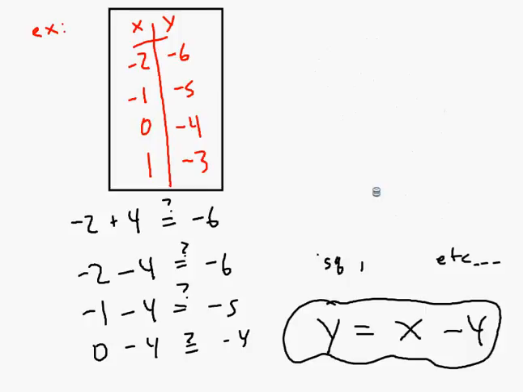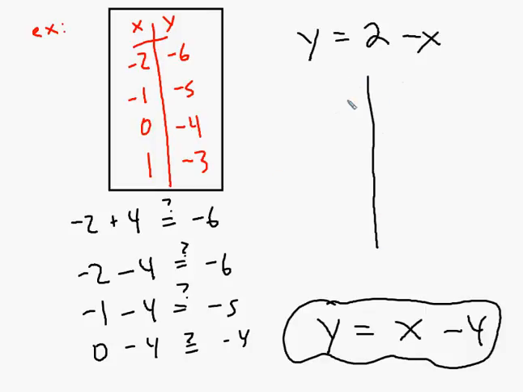Okay, so let's compare. What if I had this function rule? What if I had y equals 2 minus x? Let's just make a table for that. So if I had 2 minus 1, I'd get 1. If I had 2 minus 2, I'd have 0. If I had 2 minus 3, I'd have -1. And if I had 2 minus 4, I'd have -2.